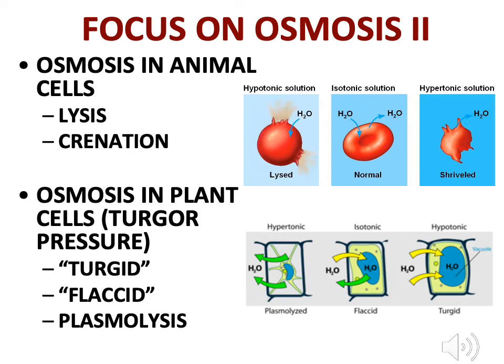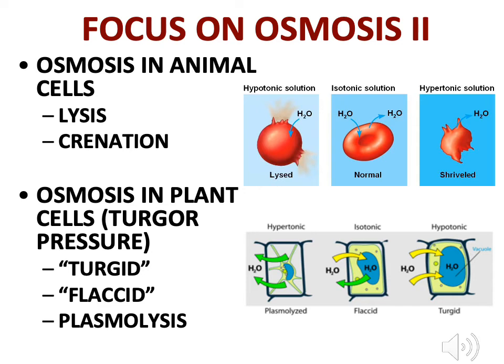If the interior of the cell is more concentrated than the exterior, we can say the interior of the cell is hypertonic, whereas the exterior of the cell is hypotonic. If the interior of the cell is less concentrated, we say that the interior of the cell is hypotonic compared to the hypertonic situation in the environment. See, they're all relative. So let's take a look at osmosis in animal cells.